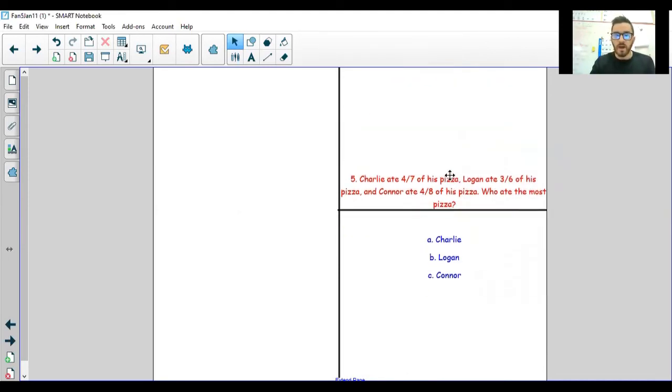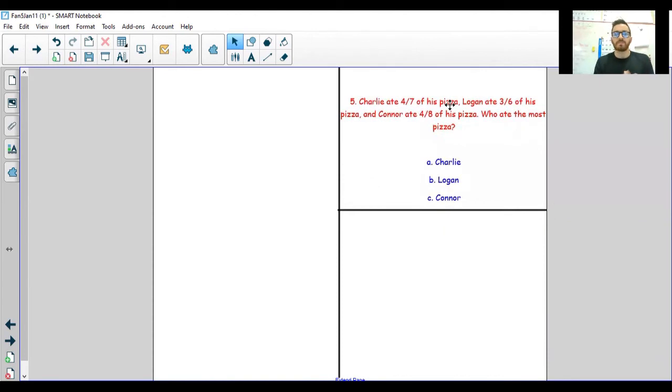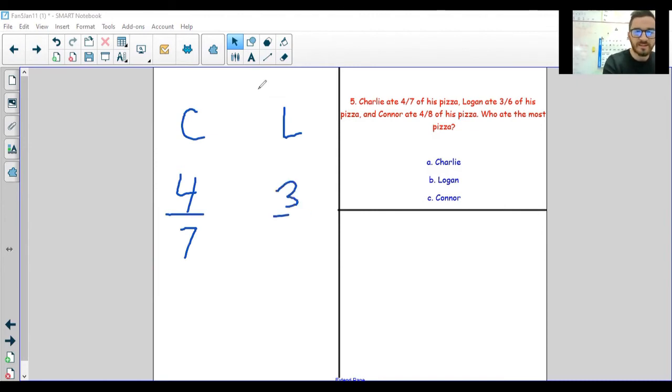All right, last but certainly not least, number 5. Charlie ate 4/7 of his pizza, Logan ate 3/6 of his pizza, and Connor ate 4/8 of his pizza. It wants to know who ate the most pizza. So this one could trip you up a little bit depending on who you chose first. But again, I kind of like to go in the order that I see them. I see Charlie, I see Logan. So I'm going to compare the totals that they ate. Charlie had 4/7. Logan ate 3/6. We're going bottoms up. We want to see who ate the most.